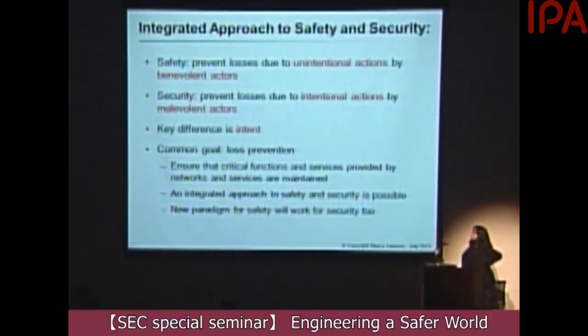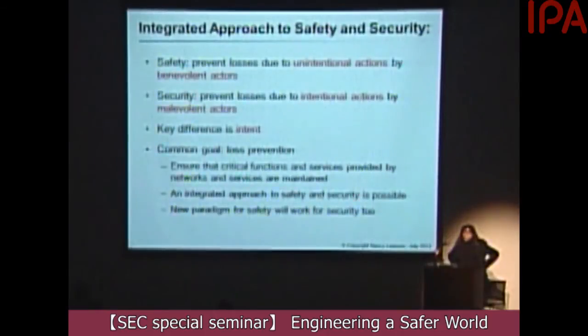Well, let's think about what is safety. Safety is preventing losses due to unintentional actions by benevolent actors, by people trying to do the right thing. Security tries to prevent losses due to intentional actions by bad actors, malevolent actors, evil people. The key difference is intent, but the common goal is preventing losses. We need to ensure that the critical functions and services provided by the networks and services are maintained, not just prevent attacks and incursions.